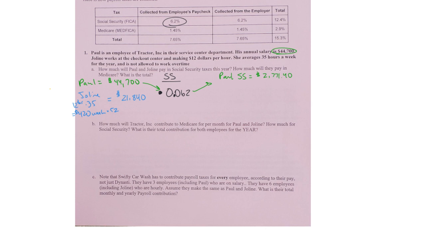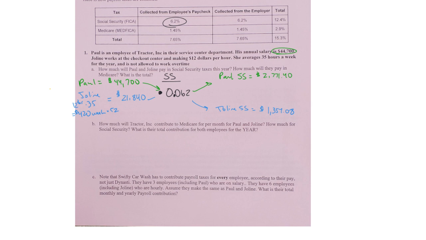So Social Security, Jolene's going to do 21,840 times 0.062. So her Social Security is going to be $1,354.08. So I've done the first part. How much would Paul and Jolene pay in Social Security? And I labeled it. A lot of people aren't labeling it. They're just throwing numbers on their paper and it doesn't make any sense, right? Remember, the big concept in this unit is reading comprehension, making sure you're understanding what they're asking you, you're answering what they ask you, and you're making it presentable.